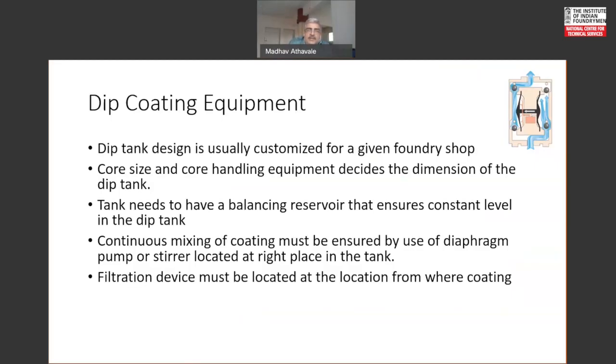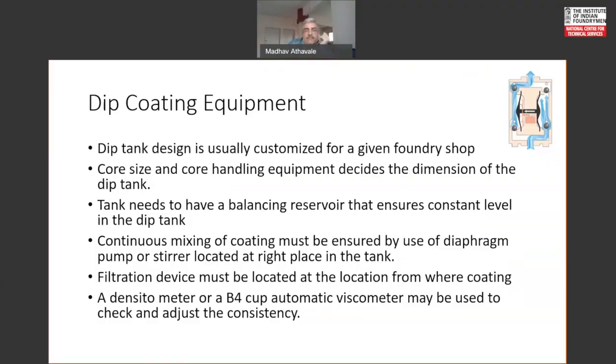Now, usually these coatings will be in circulation. So as the coating goes from the dip tank to the balancing tank or a mixing tank, a filtration device is necessary, because it is unavoidable that some amount of sand coming from the cores will get introduced into the coating. So during recirculation, it must get filtered out. Otherwise, you will have defects coming, because the loose sand particles will come onto the surface of the mold or core.